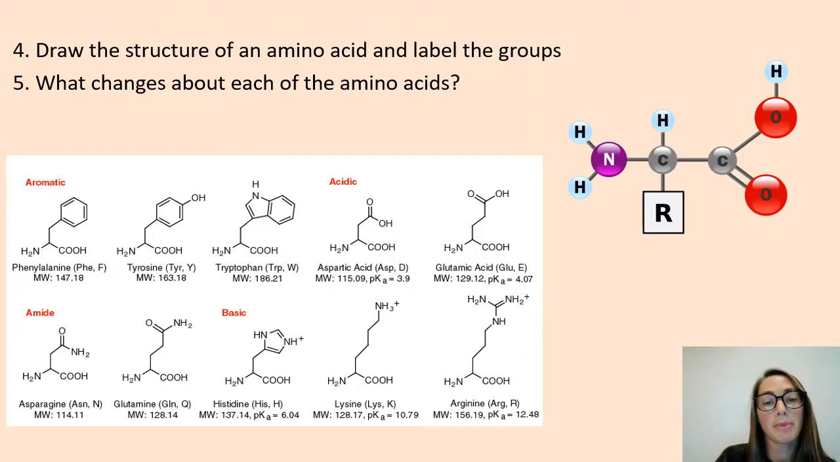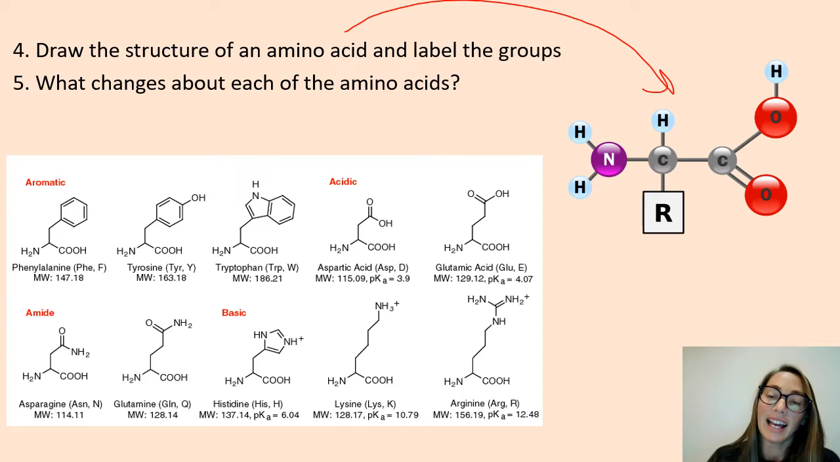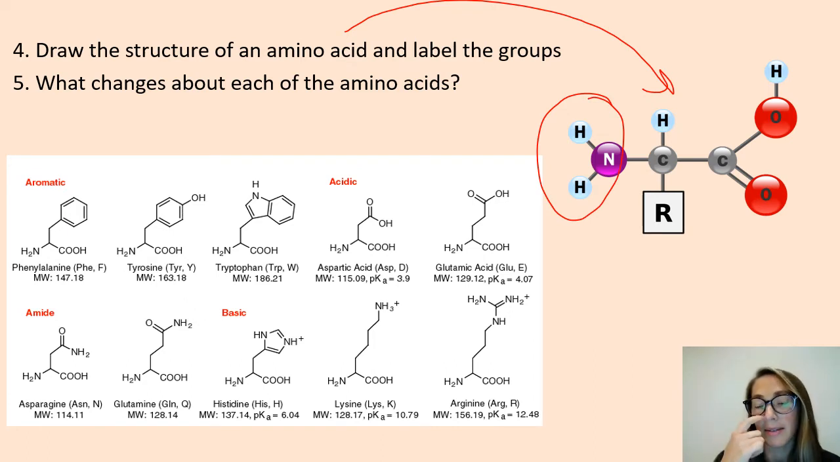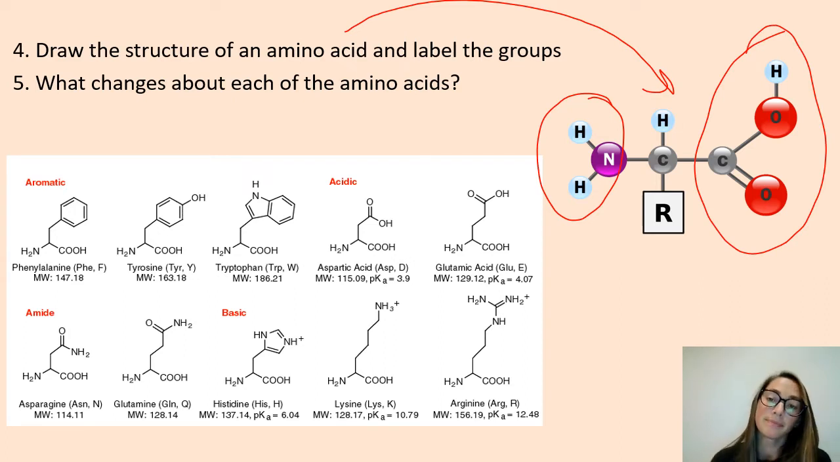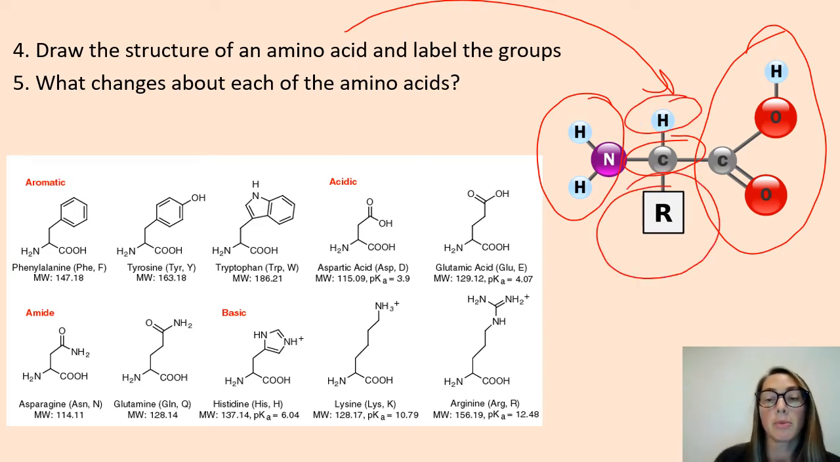So you guys should be able to draw the structure of an amino acid and label the groups. So here we've got an amino acid, and there are a couple of key things that we want to pay attention to. So the first one is the amine group, which is here with the nitrogen and the hydrogens. We've also got a carboxyl group on the other side. And then we have a central carbon attached to a hydrogen. And then finally, we've got a residual or variable group.